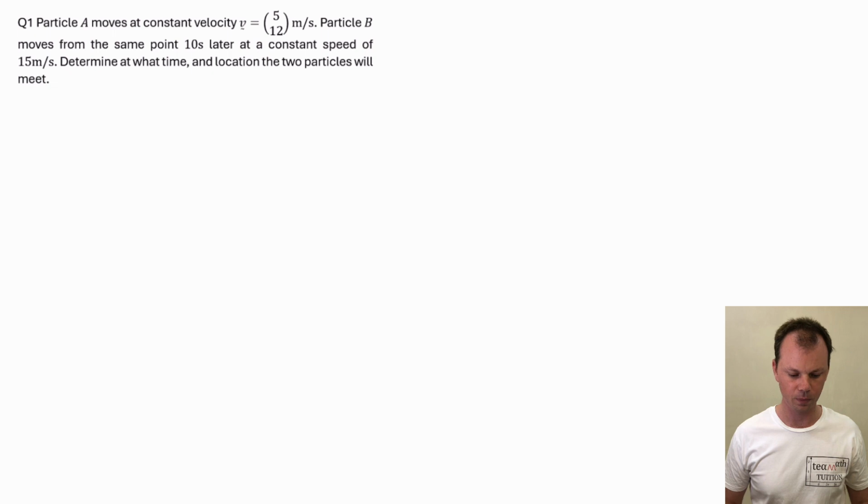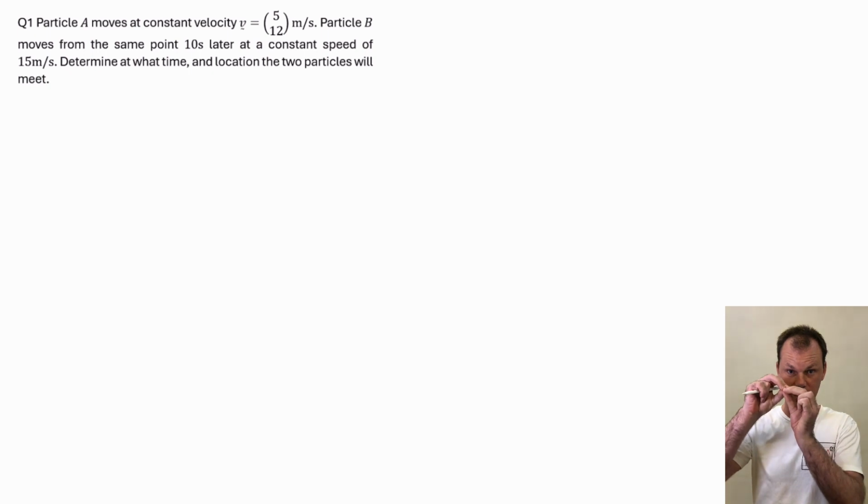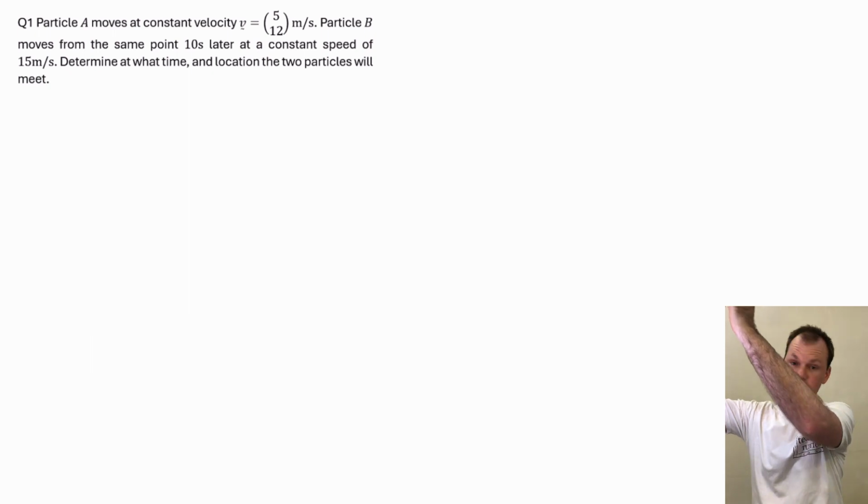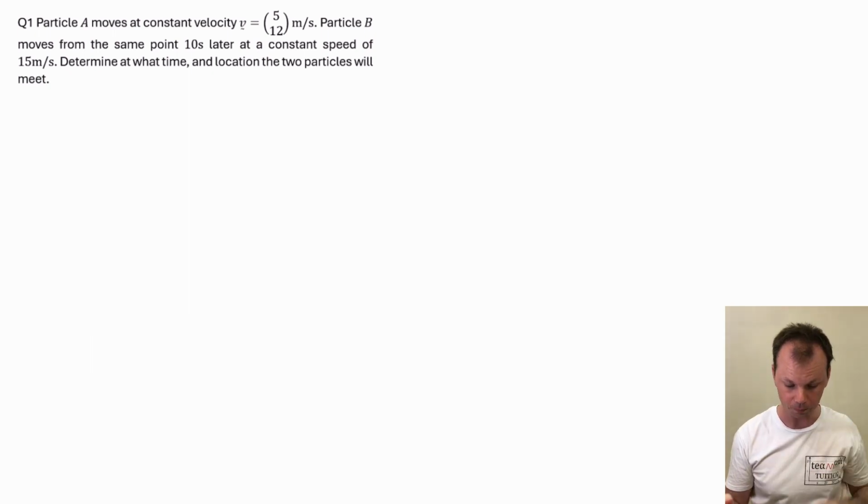So, question 1. Particle A moves at constant velocity, v equals 5i + 12j meters per second. Particle B moves from the same point 10 seconds later at a constant speed of 15 meters per second. Determine at what time and location the 2 particles will meet. So we've got particle A and B at the same point. Particle A goes off. Sometime later, particle B goes and it eventually catches up with particle A. We want to know how long that takes and at what location it is, so what displacement they've moved.